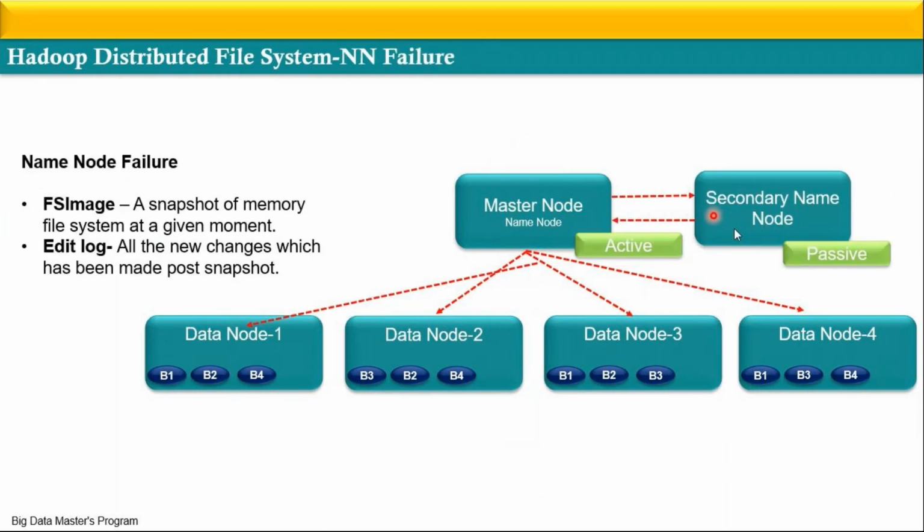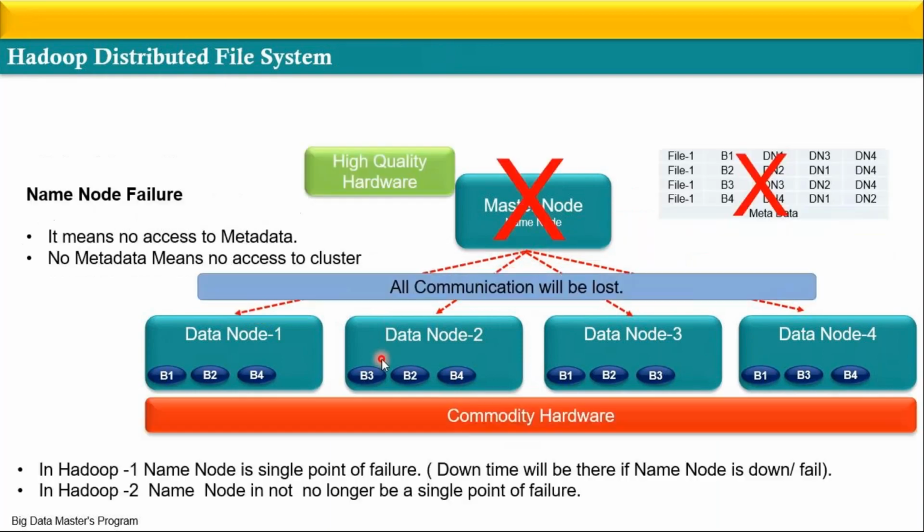Okay, so we are having another machine, that is the secondary name node, and we are going to place it with the master node. If a node is failing, then it will take the responsibility of the master machine, and from the secondary name node we will be able to take the metadata and we will be able to process. So over here what I have mentioned: if the master node is down, then the metadata and communication to all the machines will be lost.